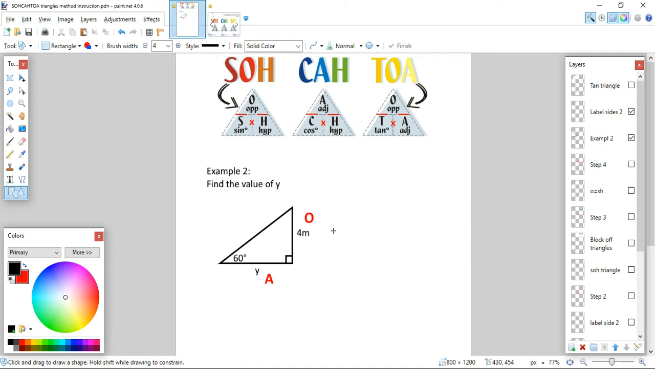Then we look at our SOHCAHTOA triangles and we choose the one that has both of our labelled sides, O and A. Only this one has both O and A, so that is the triangle we're going to look at.